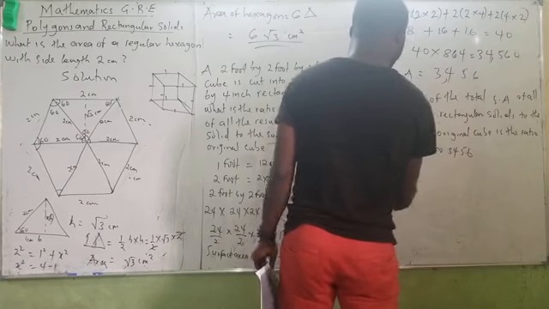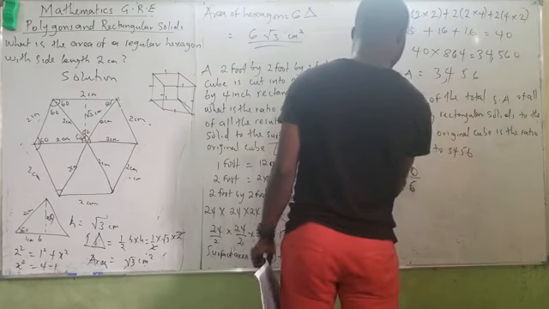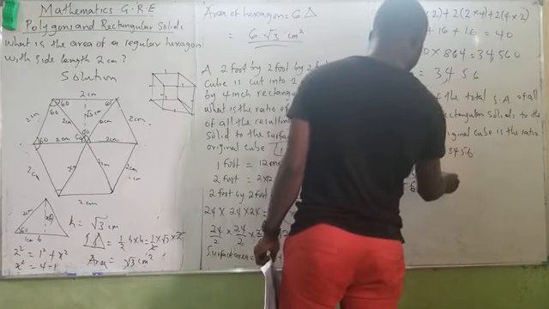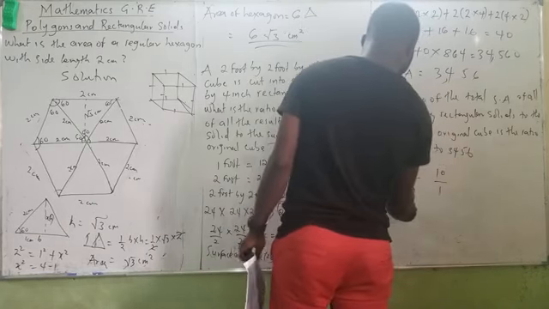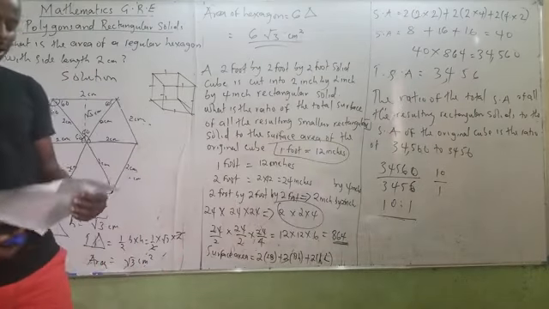3,560 divided by what? Now, it means it will be 10. It will be 10 all over 1. It means 10:1. That is my answer. 10:1. Now, I'll be stopping here due to time.